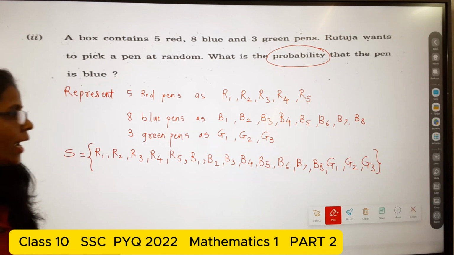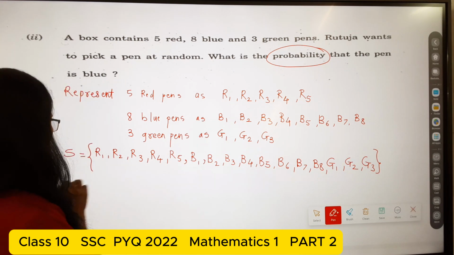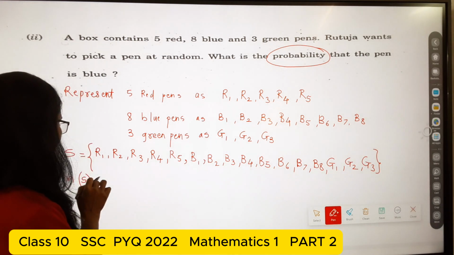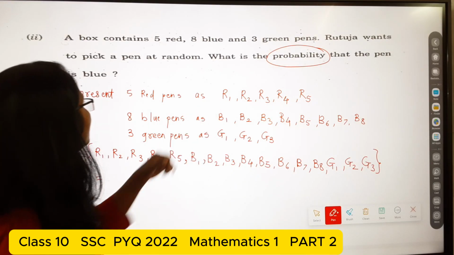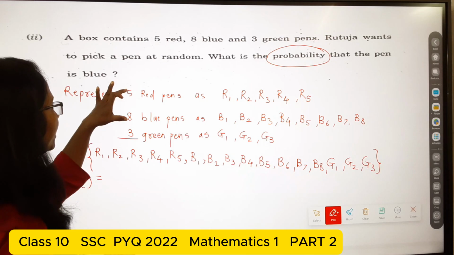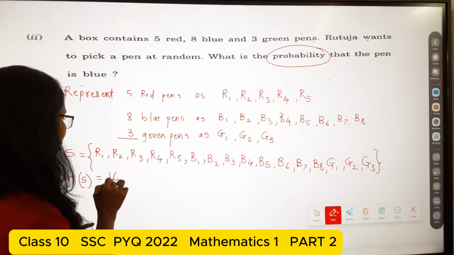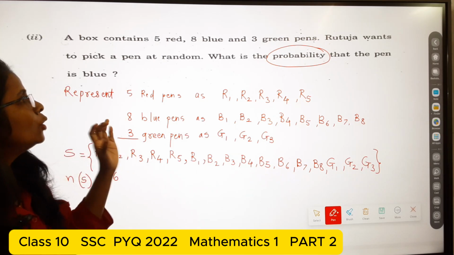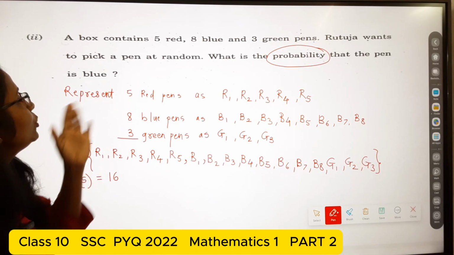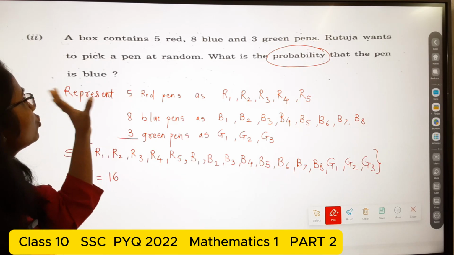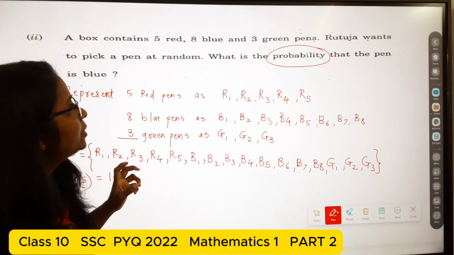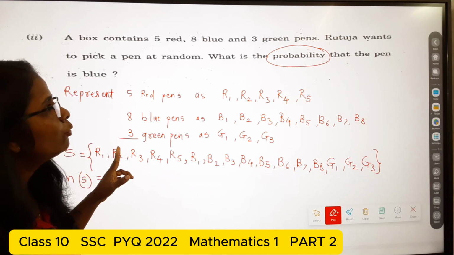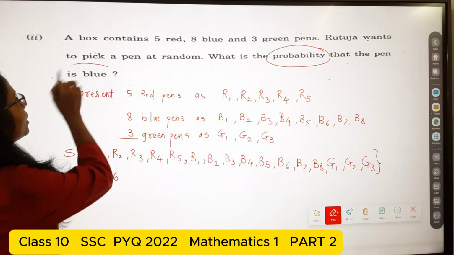Okay. And then students, how many elements are there in the sample space? So n of S is equal to, how many? These are 5, 5 plus 8 is 13, 13 plus 3 is 16. n of S is equal to 16, students. So now Rutuja wants to pick a pen randomly, and she wants to find the probability that the pen is blue.